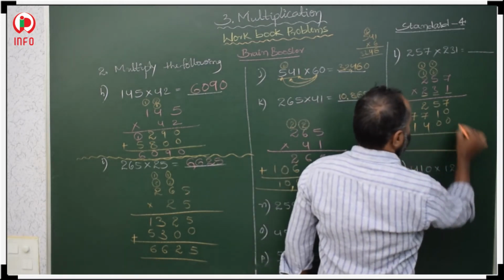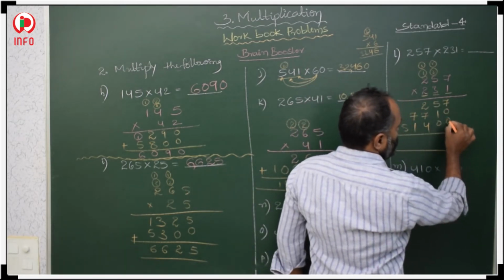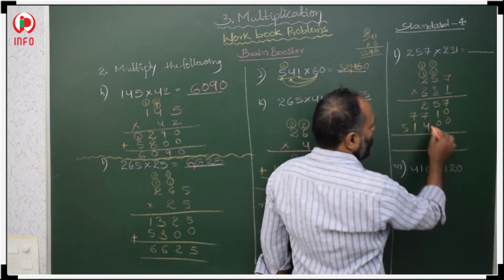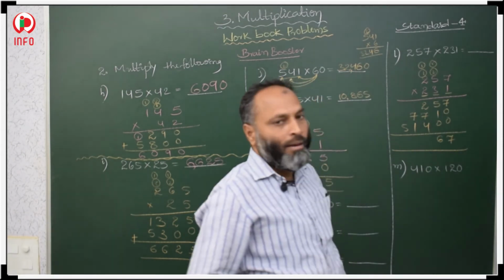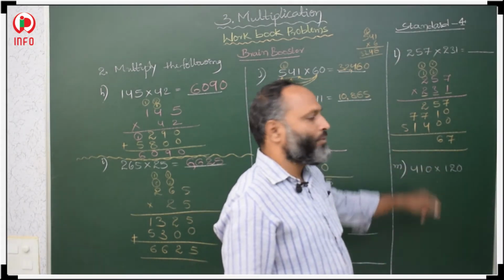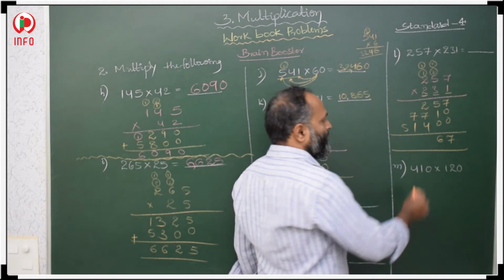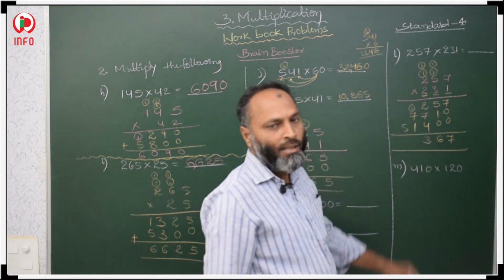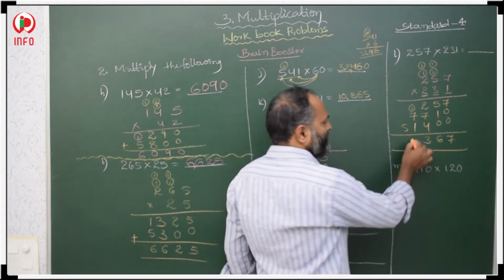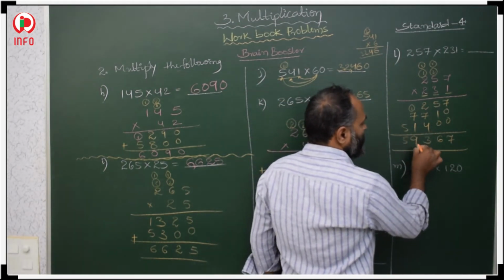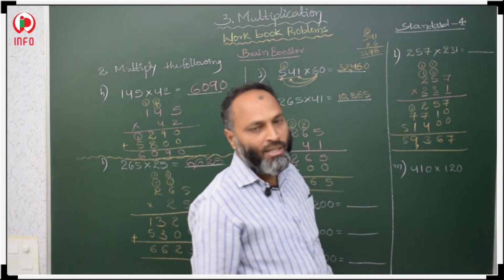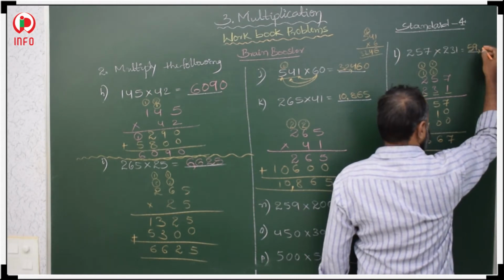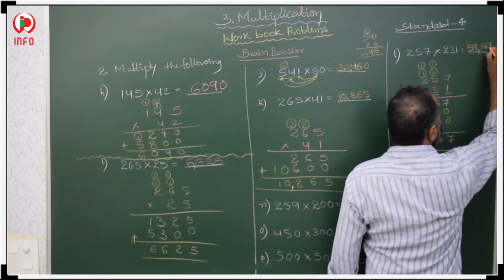Now add: 7 plus 0 is 7, 7 plus 0 is 7, 5 plus 1 is 6, 6 plus 0 is 6, 2 plus 7 is 9, 9 plus 4 is 13, 9 plus 4 is 13, 1 plus 7 is 8, 8 plus 1 is 9, and this 5. It is 59,367. What is your answer? 59,367.